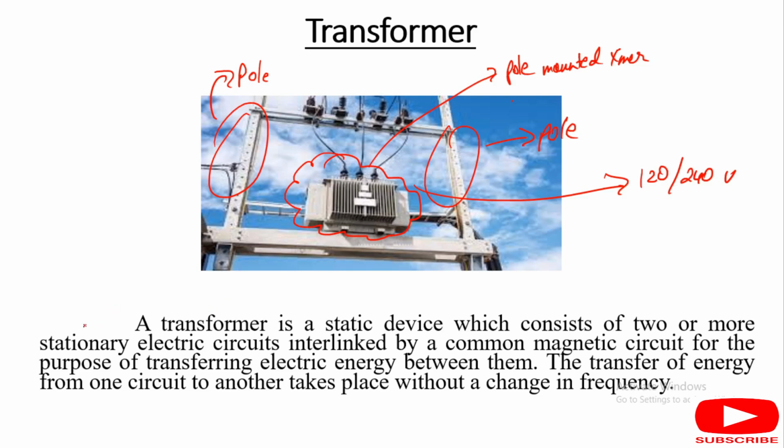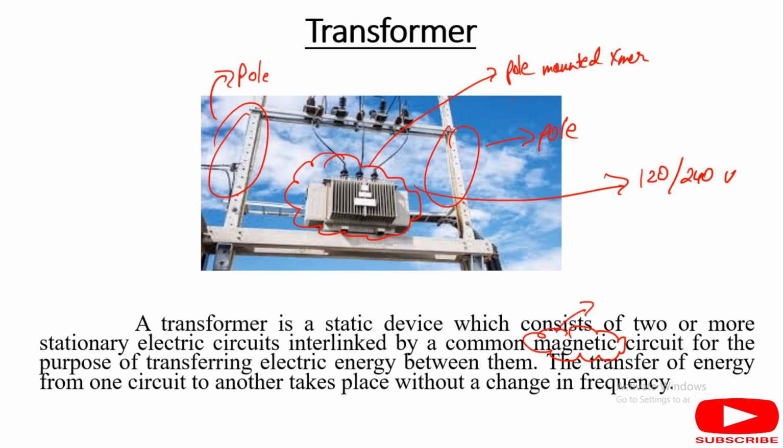Now, what is the definition of a transformer? A transformer is a static device which consists of two or more stationary electric circuits interlinked by a common magnetic circuit for the purpose of transferring electric energy between them. The transfer of electric energy from one circuit to another takes place without a change in frequency.